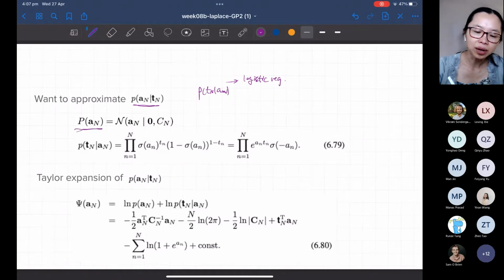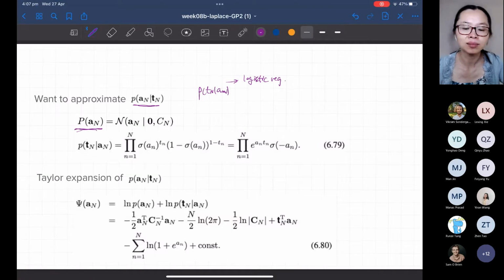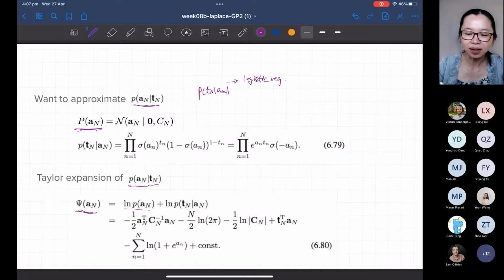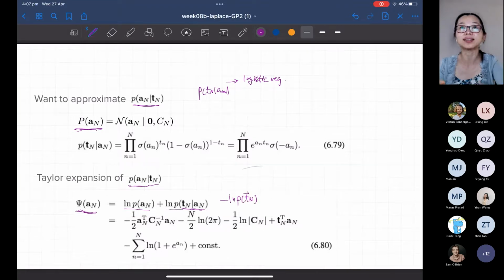But we know the prior of An is Gaussian. It's a Gaussian process. And then we just flip it, right? So we walked through this almost exact path in the logistic regression section. So basically, we can approximate the posterior of this GP classification as a combination of log of P of An plus log of this logistic term. What this is missing is minus log P of Tn, right? But this we already said is constant. We're not going to write it in here.